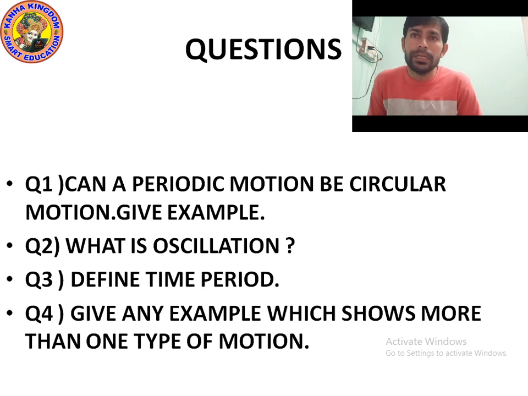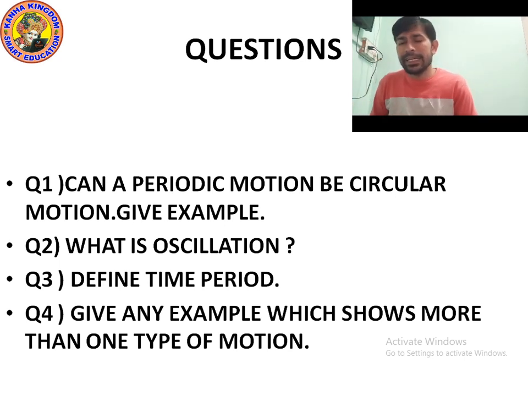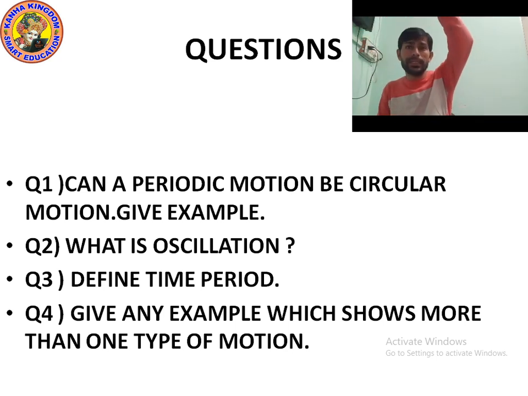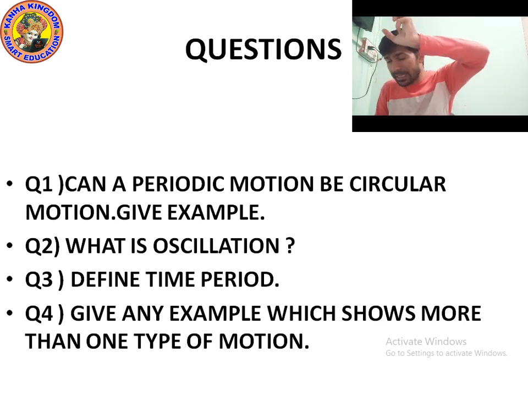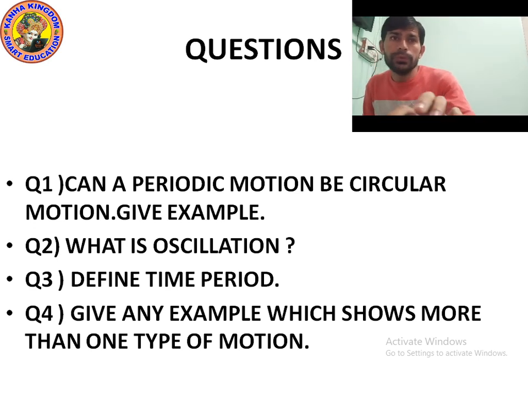Question number 4, give any example which shows more than one type of motion. For example, a bicycle. When a person rides a bicycle, the cycle and rider go straight, which is rectilinear motion, but the tires are rotating, so it is circular motion. In the same way, drawing water from a well: the pulley on which the rope is put shows circular motion and the bucket goes straight, so it shows linear motion. I hope you understood.